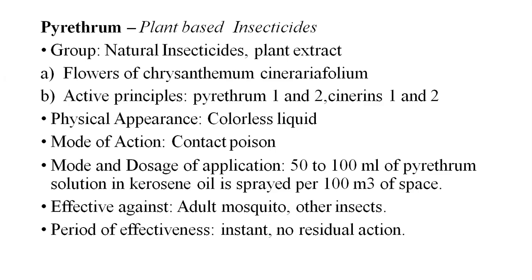Mode and dosage of application: 50 to 100 ml of pyrethrum solution in kerosene oil is sprayed per 100 square meters of space. Effective against adult mosquito and other insects. Period of effectiveness: instant, no residual action.